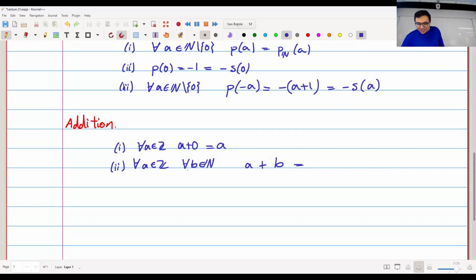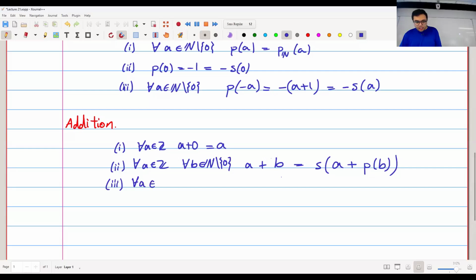I want to define A plus B, right? So this is just going to be the successor of A plus predecessor of B. So basically, if I can find A plus predecessor of B, I can then find A plus B. So I have to say B is not 0. So I know how to add 0 to a number. I know how to add a positive number to some number A. Now I want to say how to add a negative number.